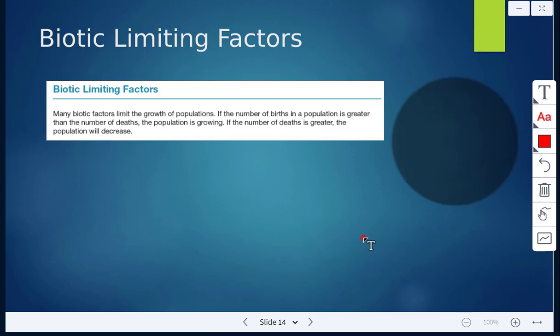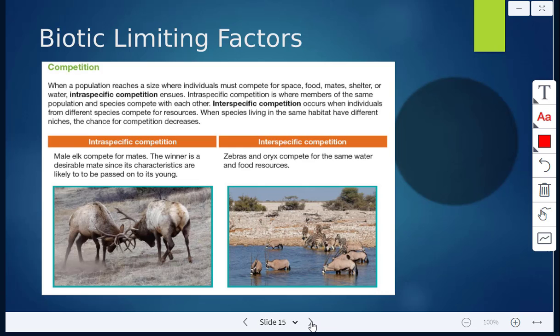All right, so biotic limiting factors are the living components, any living components that will limit the growth of populations. So for example, if the number of births in a population is greater than the number of deaths, the population is growing. If the number of deaths is greater, the population will decrease. All right, so like we talked about, there's competition. That's part of the biotic limiting factors.